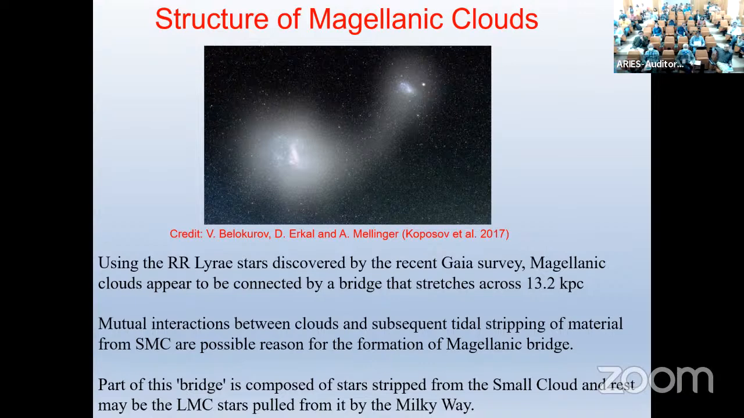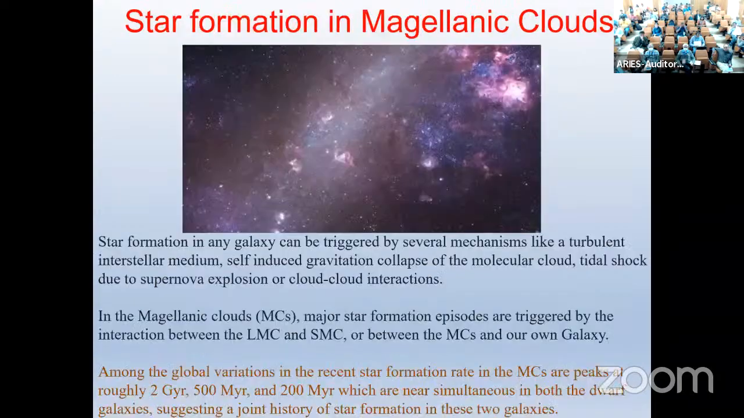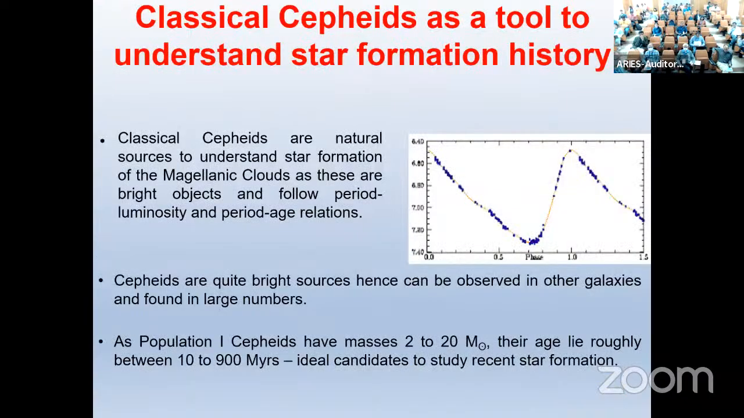Cepheid variables, as you see, have a typical light curve, and these are very bright objects, typically absolute magnitude -2 to -7, and their period is quite large, something like 1 day to 100 days. There is a period-age relation, so their typical age is something like 10 million years to 900 million years. So you have a long range of ages of the Cepheid variables.